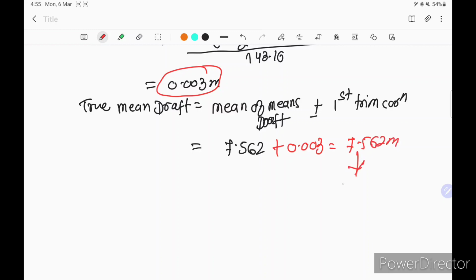Now for this displacement, we calculate the density in sea water. 15613.6 tons in sea water density. We need to convert this here because we have a different density.